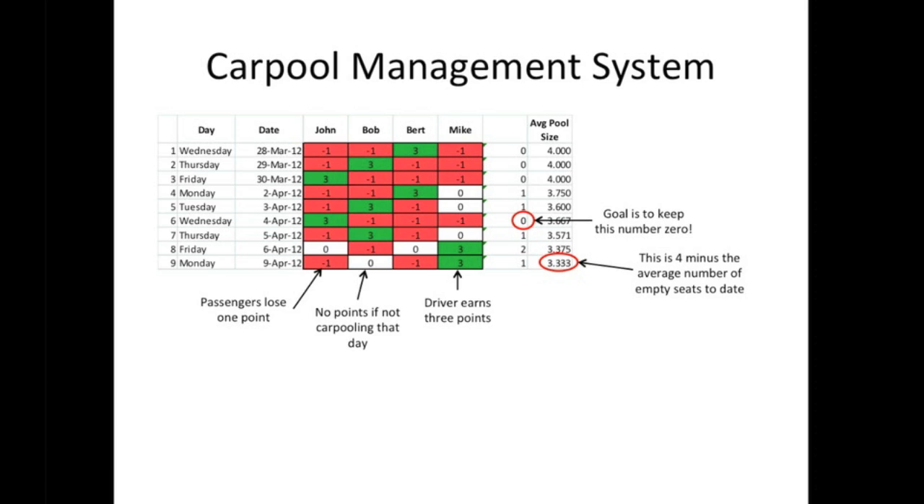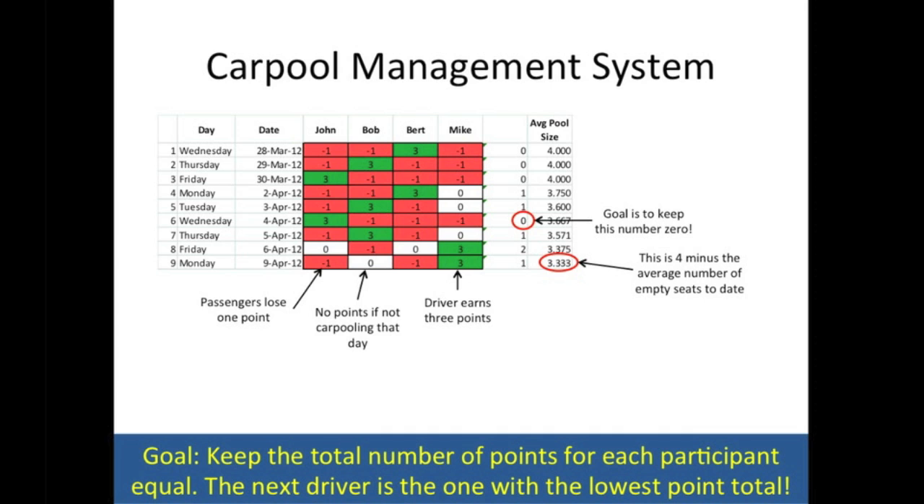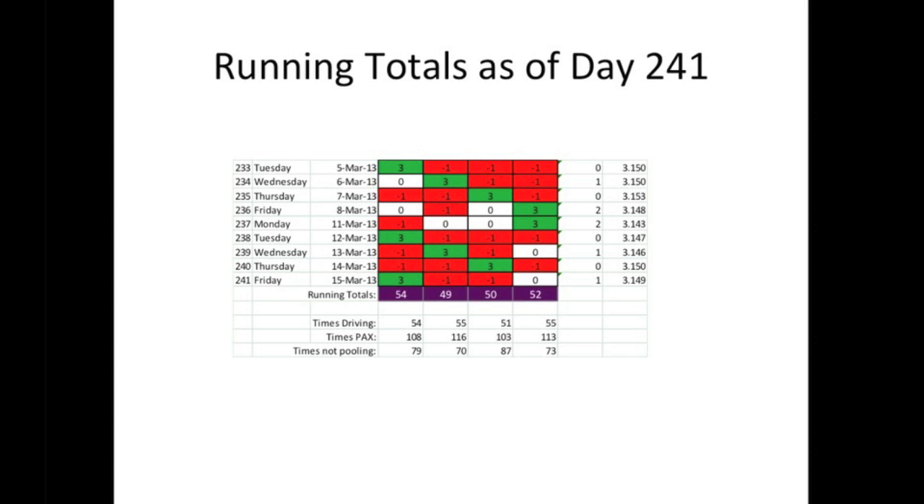So that was the basic system. The goal was to keep the row totals at 0. And then you can see in that far right column, we looked at the average carpool size. This was the very first top row of the pool, and you can see that it's gradually decreasing because that number there is simply 4 minus the average number of empty seats. That's going to compute our running total of the average size of our carpool. So the goal is to keep the number of points for each participant equal. That's how we run the management system. The next driver up to drive is the one with the lowest point total. So no money changes hands. We just rotate who is the one that's driving.